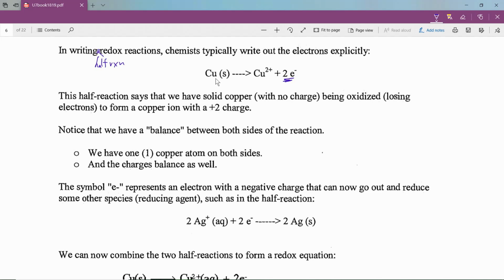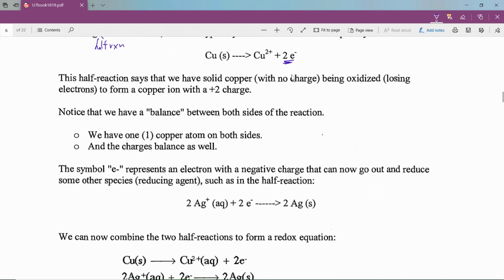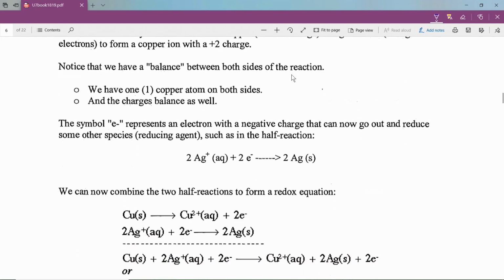Transition metals have varieties of oxidation numbers. Lots of them. Always positive, though, for the metals. Copper goes to copper 2 plus 2 electrons. So that's an oxidation. We balance the charges, right? You have the same number of copper symbols on each side. You got a 2 plus for a charge, so you need 2 negatives. So now it's balanced. Here we have a reduction.